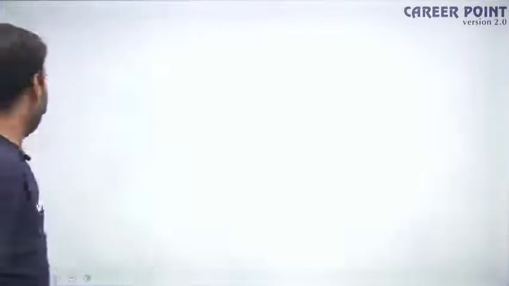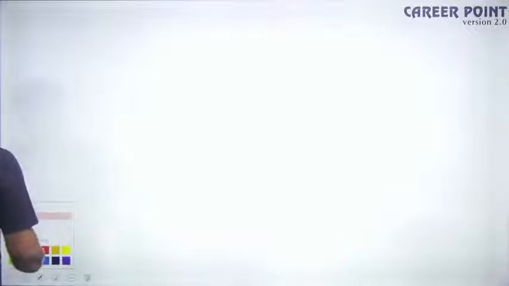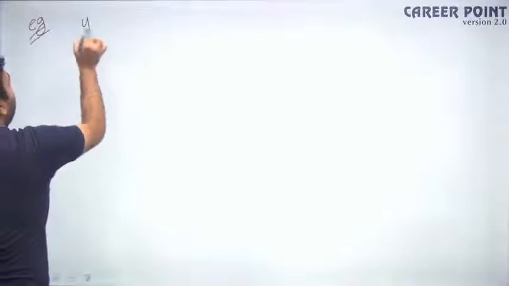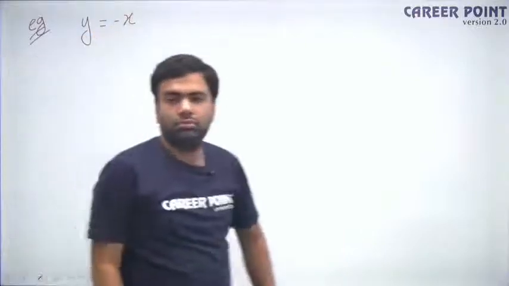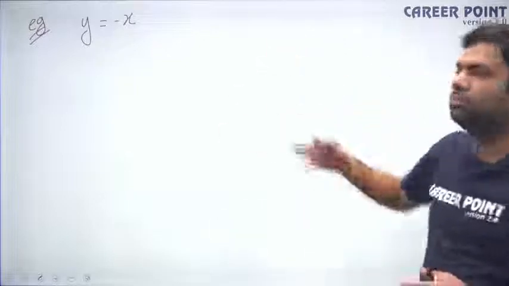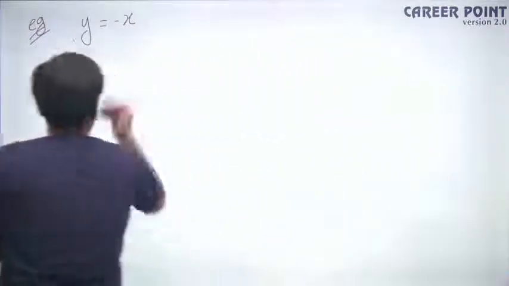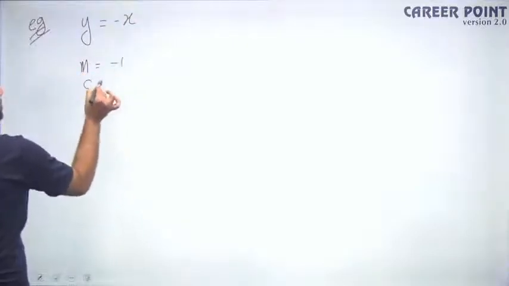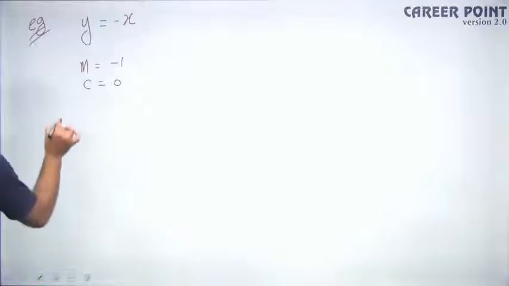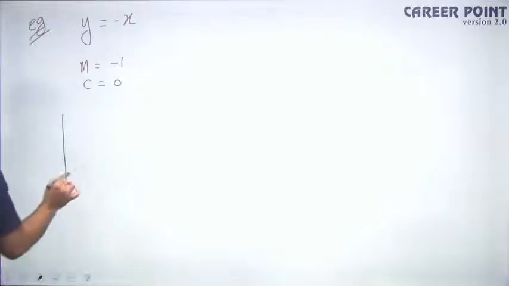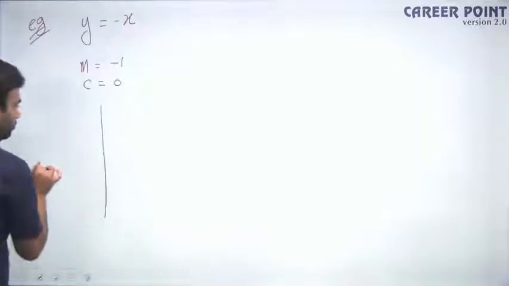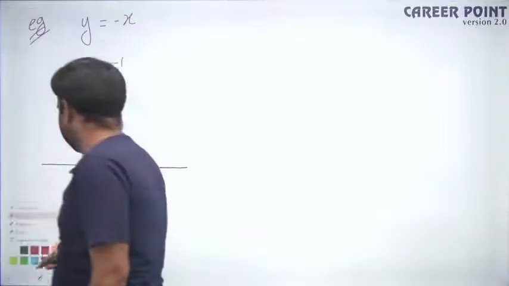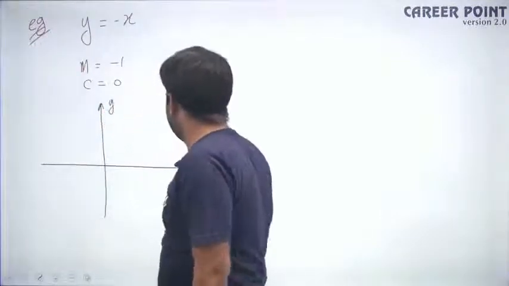Now, if I ask you to draw the graph of y equals minus x, what are the values of m and c? In this case, m will be equal to minus 1 and c is equal to 0. So the graph of this equation will pass through origin. See, the graph of this equation will pass through origin.